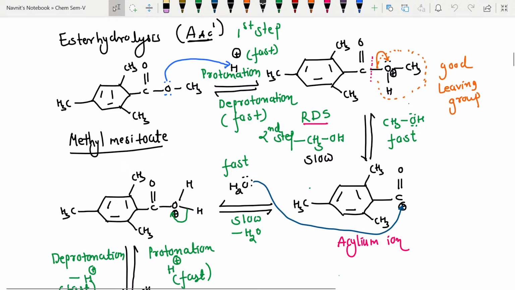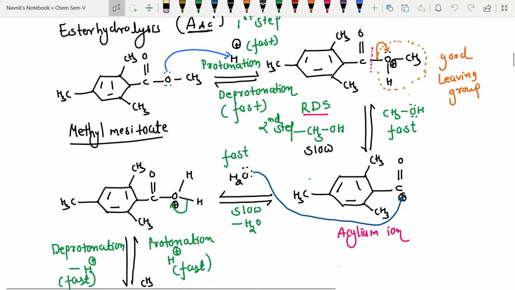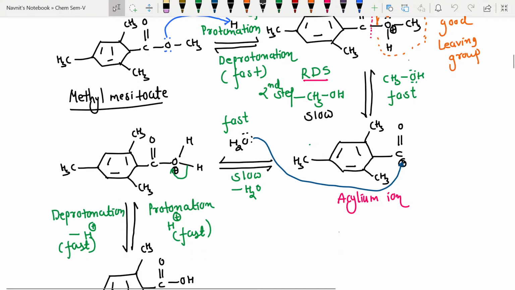So this oxygen contains two lone pairs. One of the lone pairs gets protonated and gives the protonated ester. This is the first step, and the first step is protonation. The protonation step is always fast. The second step, what happened? Now this protonated ester contains a good leaving group, that is methanol. So it leaves from the molecule and forms the acylium ion.